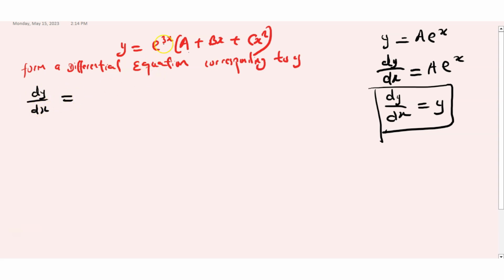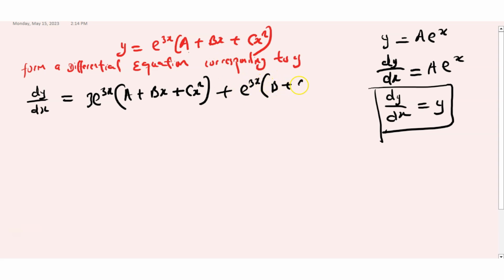This is equal to, now how do we take the derivative here? The derivative of e^(3x) is just 3e^(3x), so this is 3e^(3x), and we're multiplying by a + bx + cx^2. Then the next case, we take the derivative of a + bx + cx^2. That will be b + 2cx, so we are going to have e^(3x) multiplying by b + 2cx.